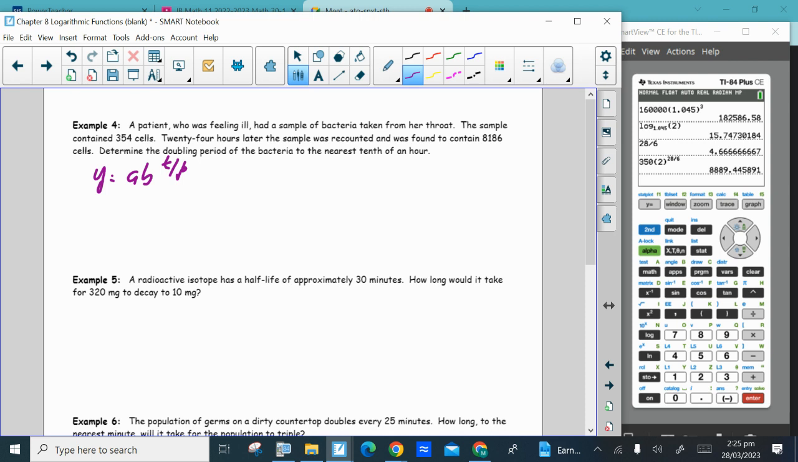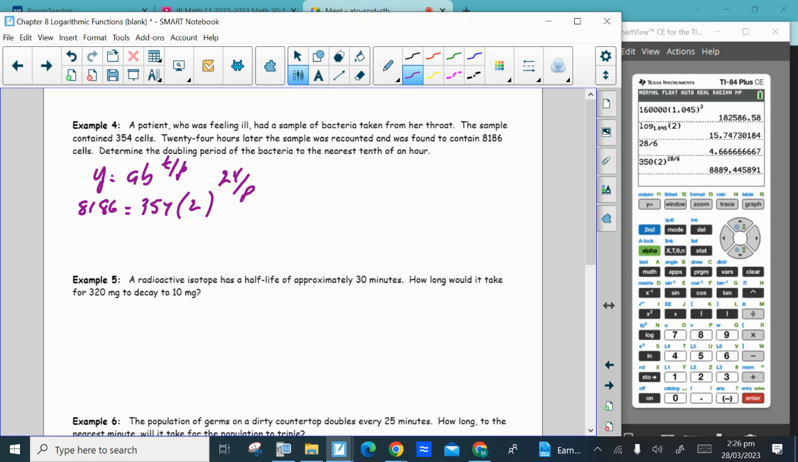So Y, remember, is the number at the end, which in this case is our 8186. She started with 354 cells, and because we want to know what the doubling period is, that means the number of cells is doubling every so often, and we want to find out what that period is. The time that had elapsed was 24. Again, we want to know what P is. What is the doubling period or the growth period?